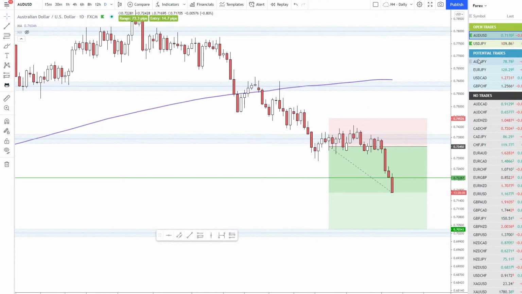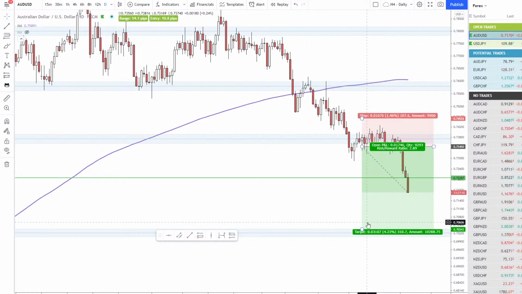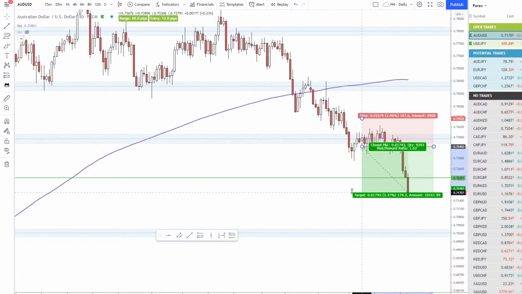AUDUSD to kick things off, guys. Now, I've been short on AUDUSD for a month, just waiting for this move down that's happened here. I've been saying for a while now, I think AUDUSD is heading down. I think we're going to see some USD strength, some Aussie dollar weakness. It happened a lot slower than I predicted, but it's finally happening, so we're in some nice profit on this one so far. Right now, floating at about 1.57 R.